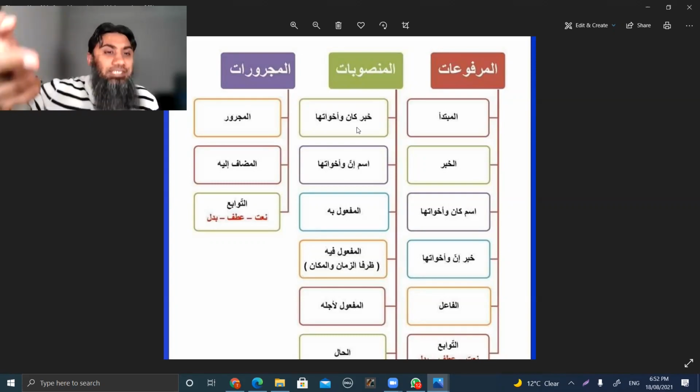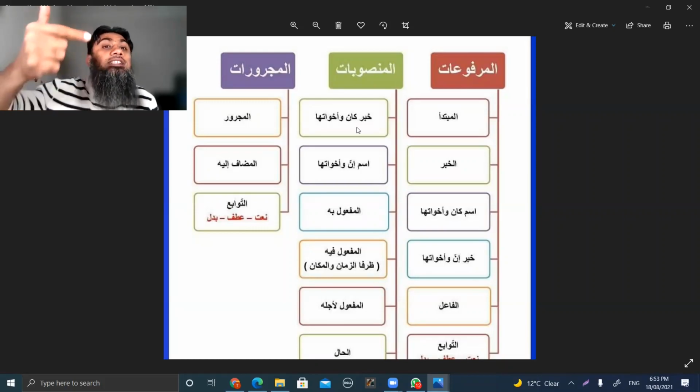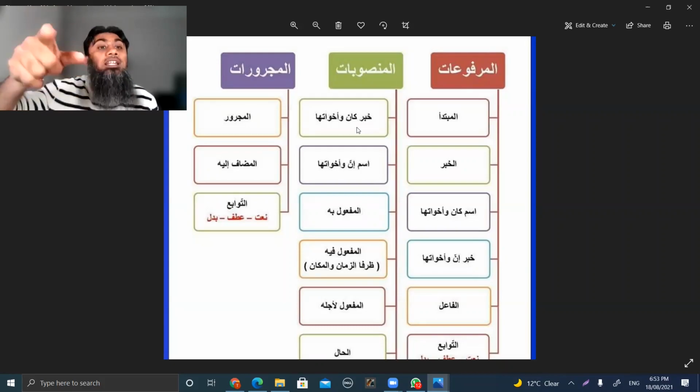Kana is the opposite. Whenever two things are completely opposite to each other, it's a good technique: don't try to memorize both of them. They will confuse your mind. Always memorize and understand only one of them. And in this case, if you remember the concept of inna, that ism of inna is nasab and khabar of inna is rafa, kana is the opposite, which means ism of kana will be rafa and khabar of kana will be nasab.